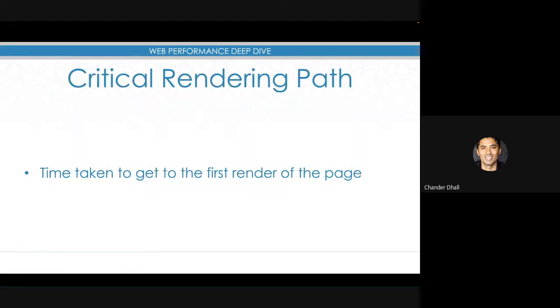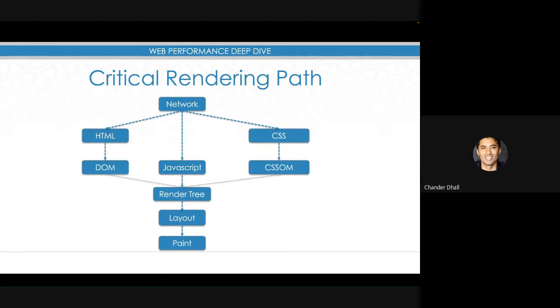So what's the most important thing for a web developer? Well, it is the time taken to get to the first render of the page. So how does it work? Let's say on the network, you've got HTML and you've got CSS. There's only two things on the page, right? HTML is the markup that puts all the elements together, and CSS gives them a certain look and feel. And then JavaScript is blocking.